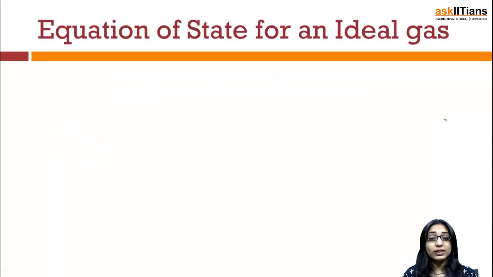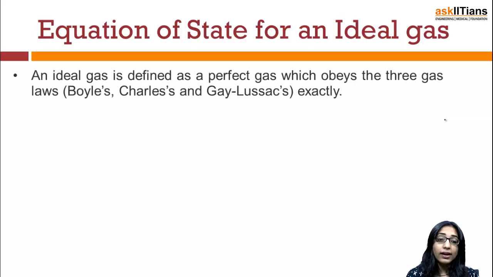Now once we are done up to this point, let us move to what we mean by the equation of state for an ideal gas. See, an ideal gas is basically defined as a perfect gas which obeys the three laws, Boyle's law, Charles' law and Gay-Lussac's law, exactly. So whatever we have taught you till this point about these three laws, if you take any particular gas which is following all three perfectly, such a gas is known as a perfect gas, or you can also call it an ideal gas.